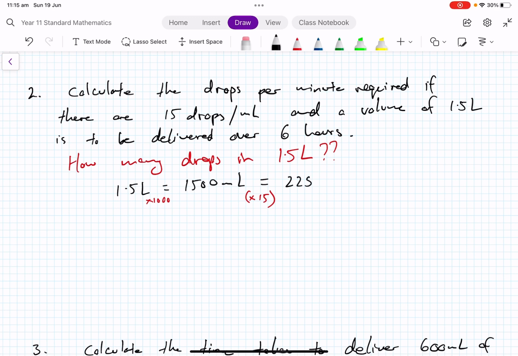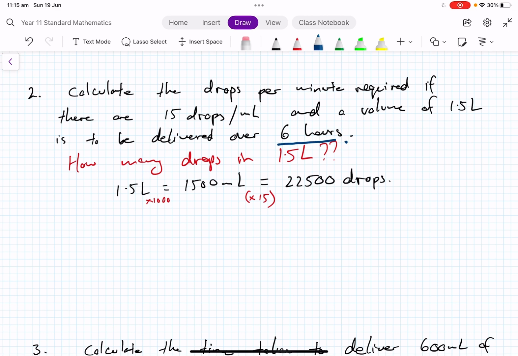22,500 drops is the number of drops the person needs for the volume of 1.5 liters. Okay, that's the first thing we've worried about. Now we start to think, what about this 6 hours business?